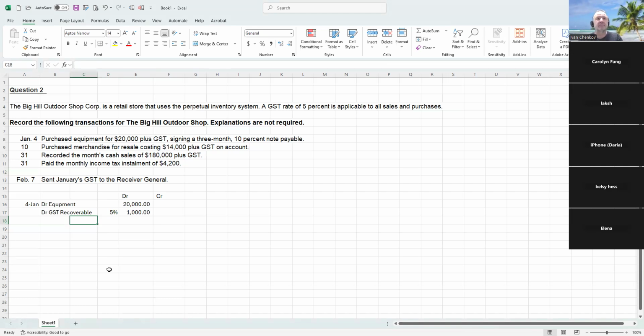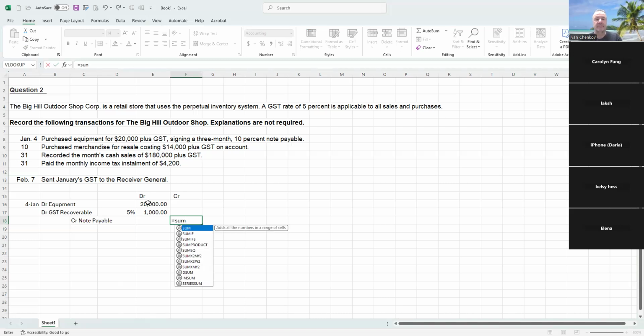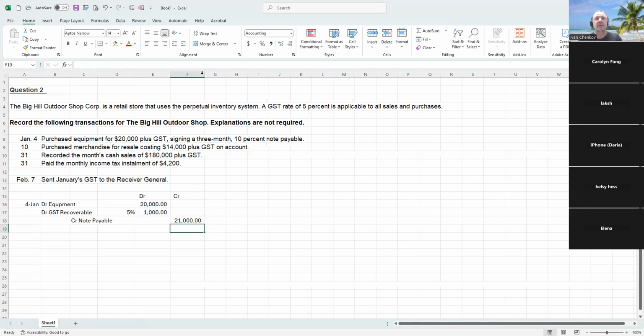So now I have to give them something. What am I going to give them? Note payable. So credit, note payable, and that credit will be for the total of those two amounts. And we're done. That's the first transaction. Let's go with the second transaction.